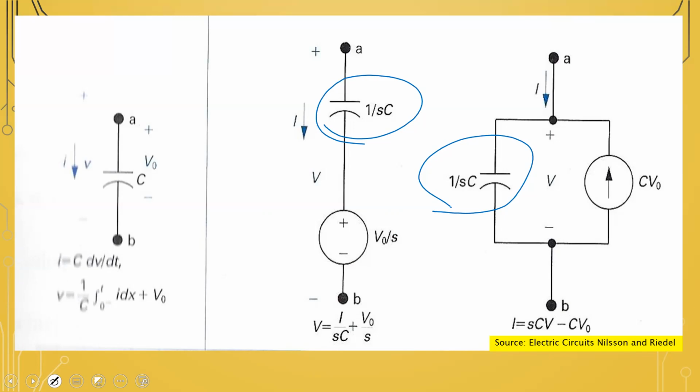So in summary, for your resistor, it is represented in the same way, whether in the frequency or time domain. For your inductor, in the time domain, it's L. In the frequency domain, it's sL. For your capacitor, in the time domain, it is C. And in the frequency domain, it is 1 over sC.